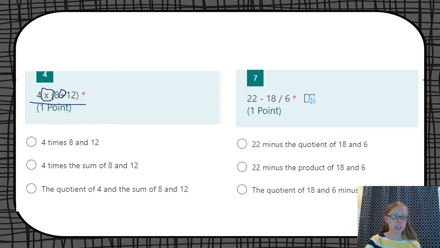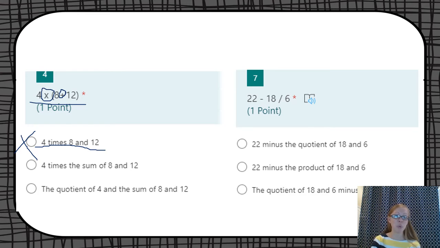Well, the first choice here, 4 times 8 and 12, kind of sounds like we're multiplying because we see times, but we're not entirely sure which numbers here. Is it 4 times 8 and then 4 times 12? Well, no, that's not what they're asking us to do here. We need to make sure that the sum of 8 and 12 is included in there.